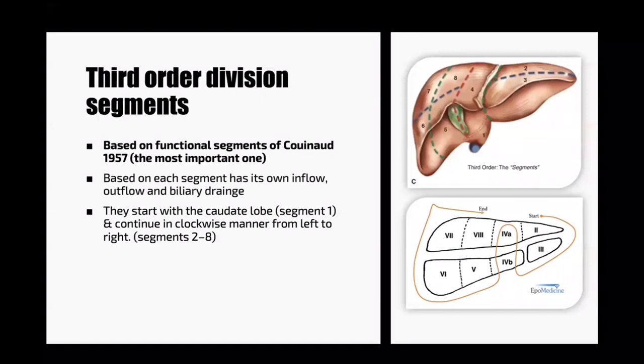Coming to the most important one, the third-order division or Couinaud division, which divides the liver according to its functional segments based on the principle that each segment has its own inflow, outflow, and biliary drainage. So we have 8 segments, starting from the caudate lobe or segment 1, and passing on from the left side to the right side in a clockwise pattern.